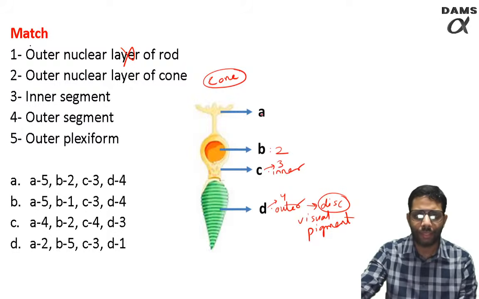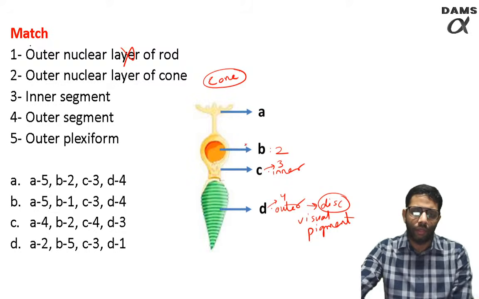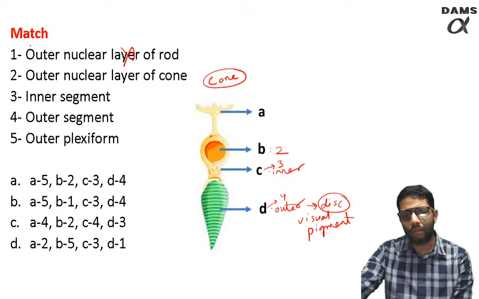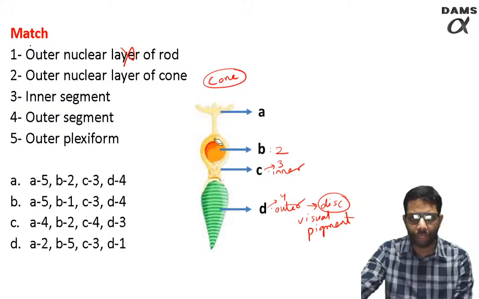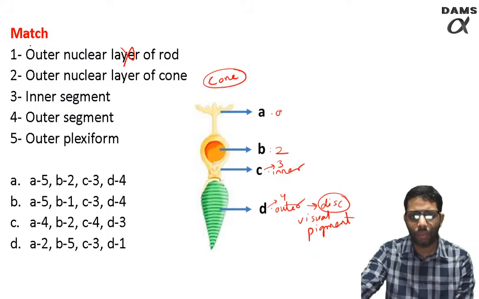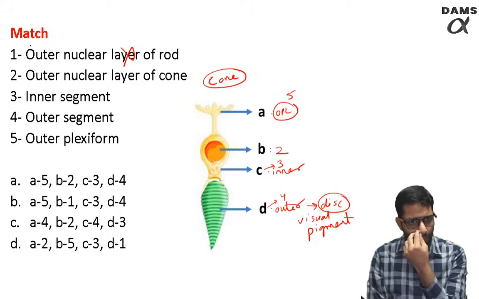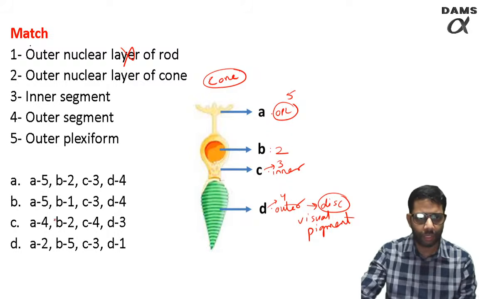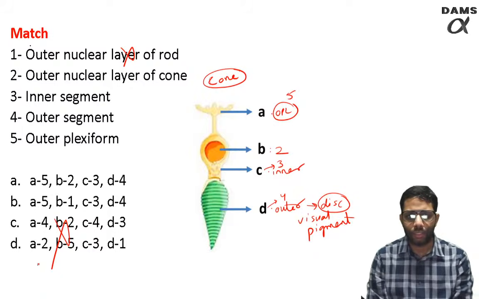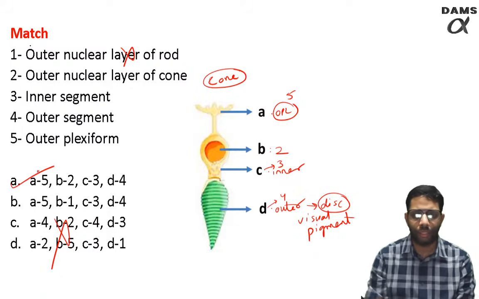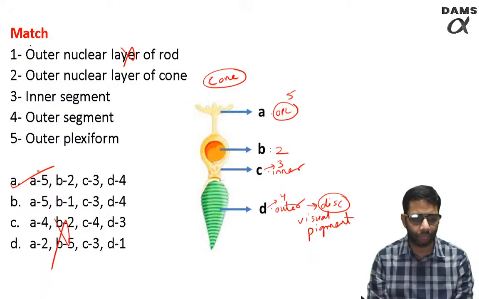While A is a synapse. In the visual pathway, the impulse is formed in the rods and cones. From here it goes to the bipolar cell via this outer plexiform layer. That is option number 5. So A is 5. So C and D are ruled out. B is 2. So the answer is automatically A. C is 3 and D is 4.